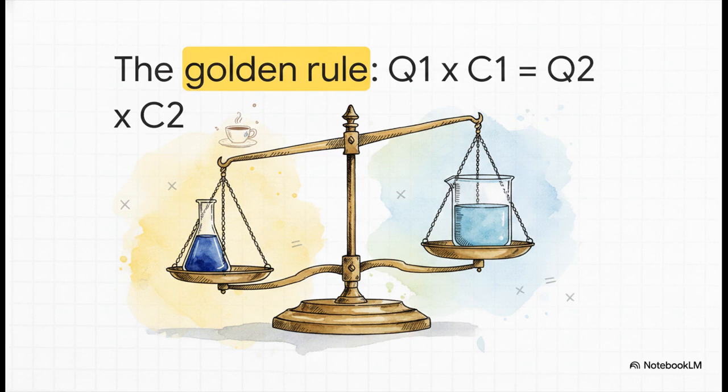Because remember the coffee? The total amount of active drug never, ever changes during a simple dilution. The left side is what you start with, the right side is what you end up with. Same amount of drug, just dispersed in a different volume.